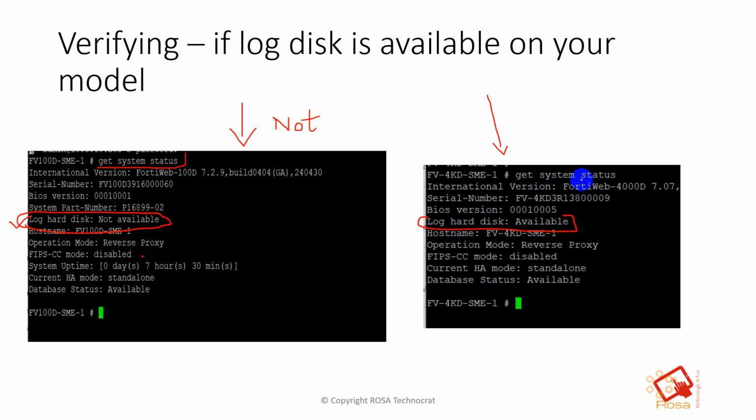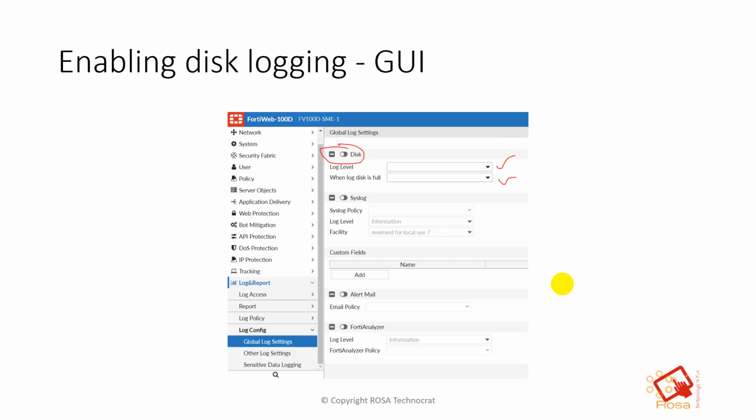So if you run get system status on your device, you can verify whether the log hard disk is available. In this case, this device had a dedicated log disk available, and this one does not. But even on those devices, you can store the logs in memory or on the SAM disk as configuration, so there is no dedicated disk. So using get system status, you can verify that.